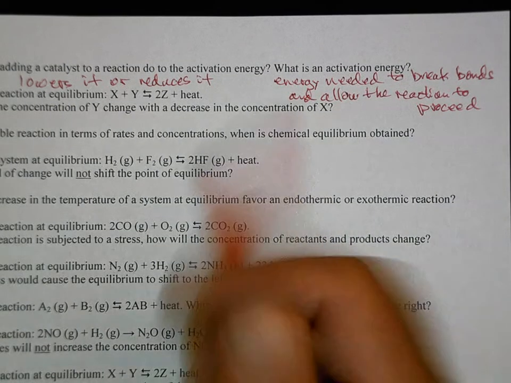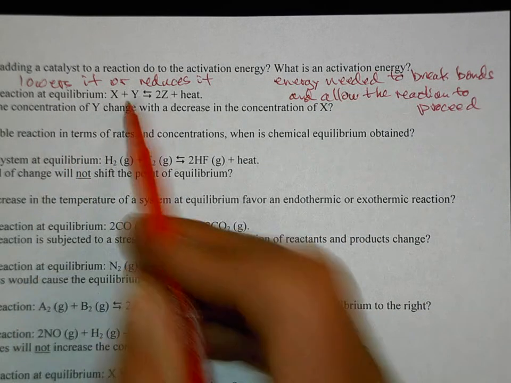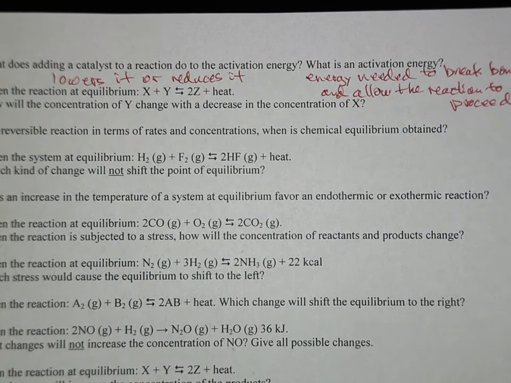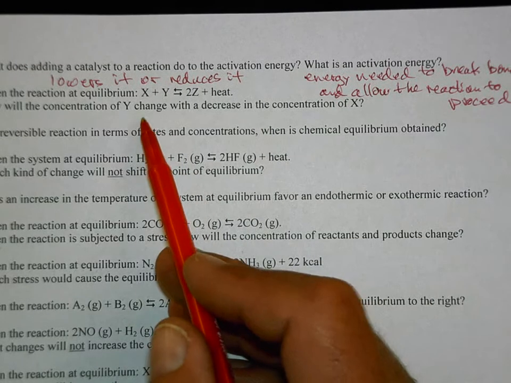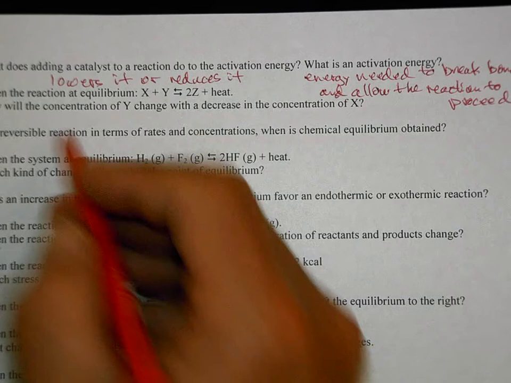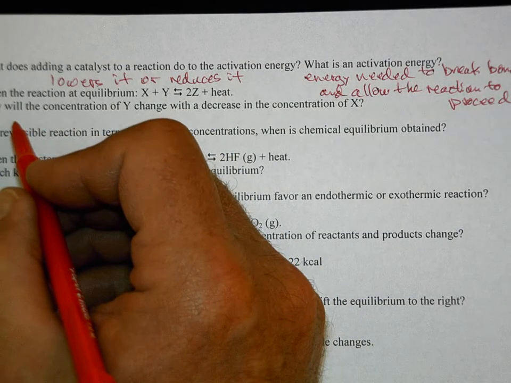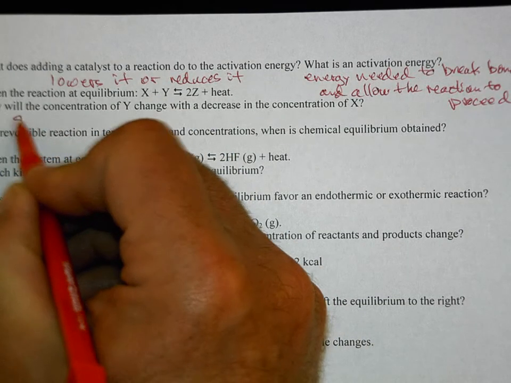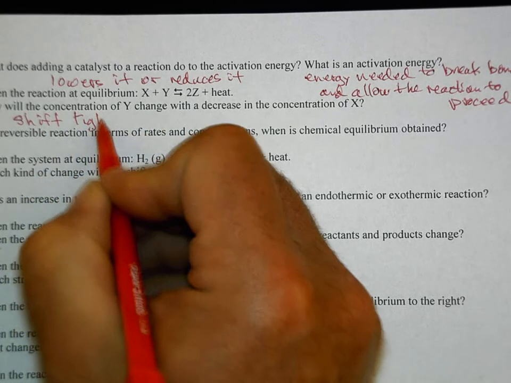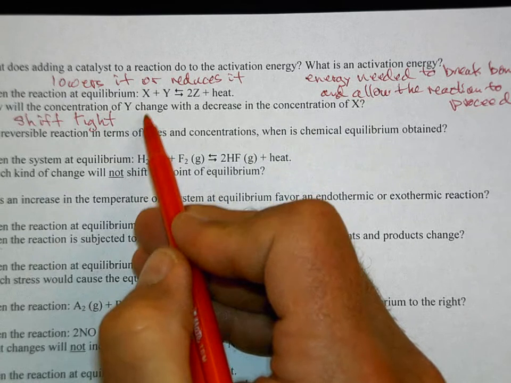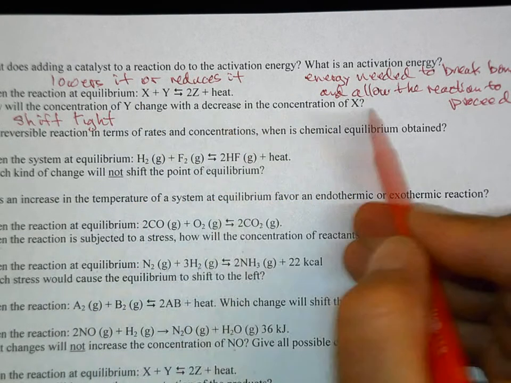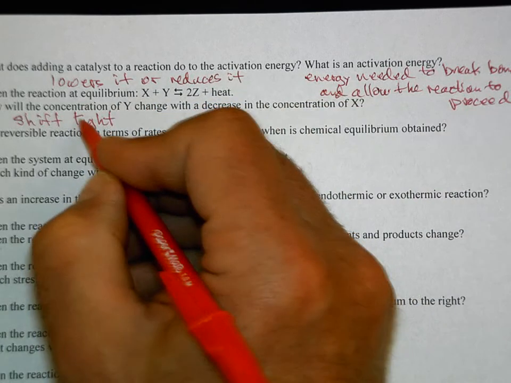All right. Given this reaction, X plus Y makes Z and some heat, how will a change in Y affect the change in X? If we have a decrease in X, Le Chatelier's will want to make more X. More X means shift right. Okay, because more X, or excuse me, decrease in X, gosh darn it, got it backwards.